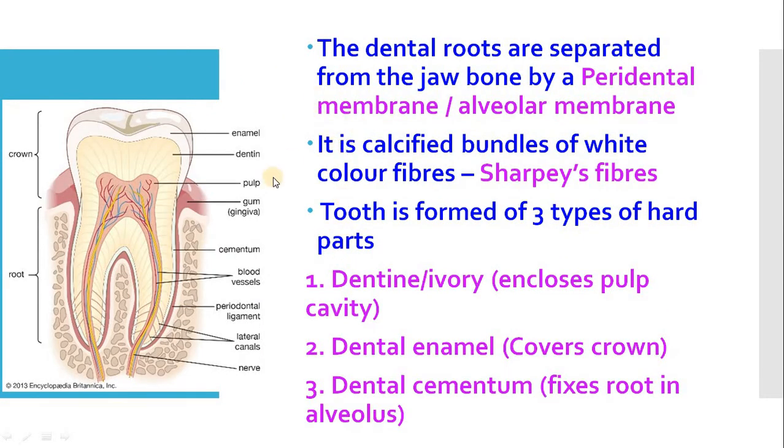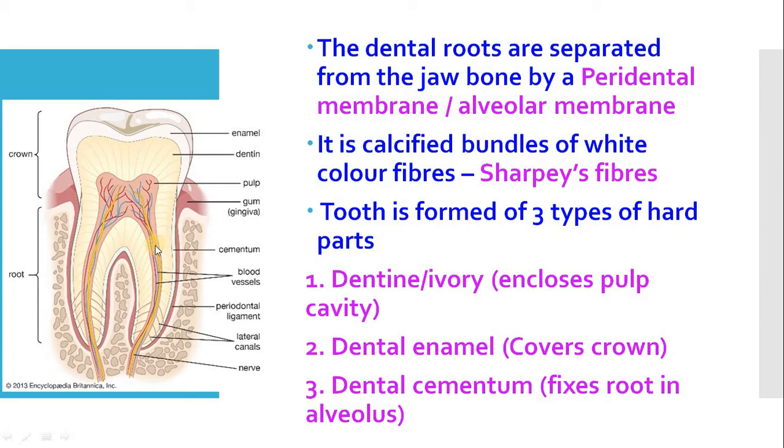The dental roots are separated from the jawbone. You can see here, dental roots are separated from the jawbone by a peridental membrane or alveolar membrane. They are calcified bundles of white colored fibers called Sharpey's fibers. Then let's see the three hard parts of the teeth. Dentine or ivory. You can see here, this part is called dentine or ivory.